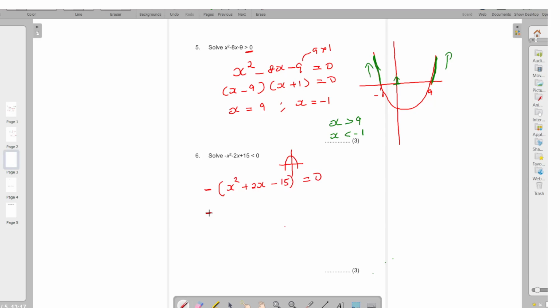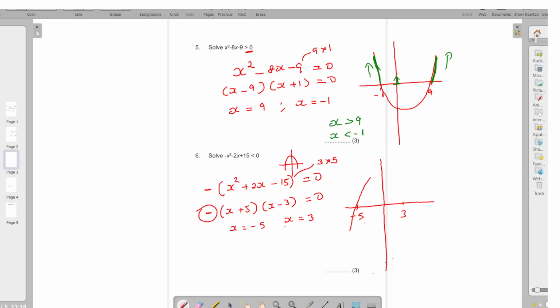We keep the minus out and we'll factorize this. 15 is, we could say, 3 times 5. So we could say x plus 5, then x minus 3 is equal to 0. So that means x is minus 5 and x is 3. But we know the graph is going to be the other way around anyway because of the minus. So we're going to draw the graph, and this is minus 5 here, this is 3. So we're going to draw the graph like that this time.